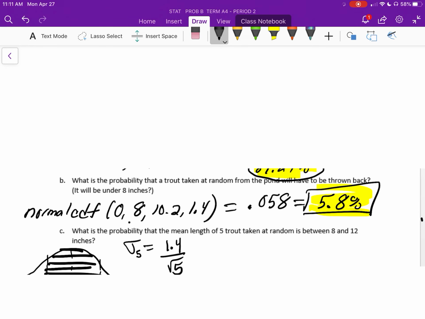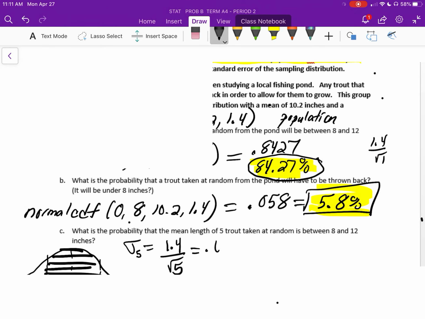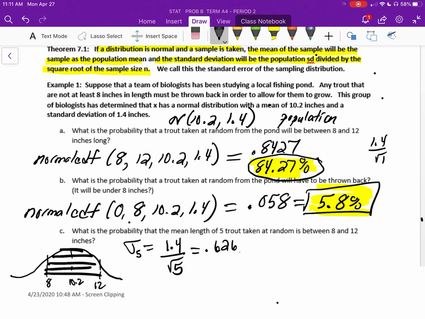So it actually becomes smaller, 0.6261, which means there's less variation, right? Less fish, less variation. Well, actually, that's not true. Less fish, more variation in the sense that there could be bigger differences between them, but when we're dividing by the sample size, it actually has the effect of reducing our standard deviation.